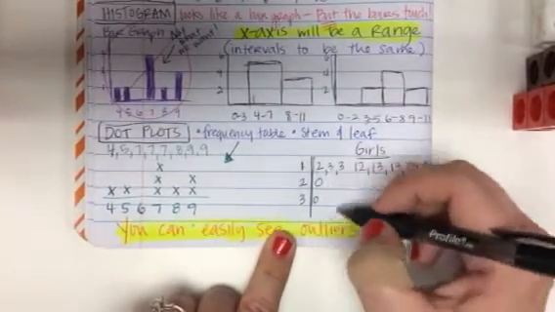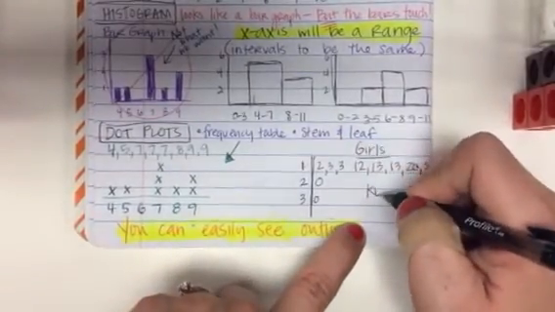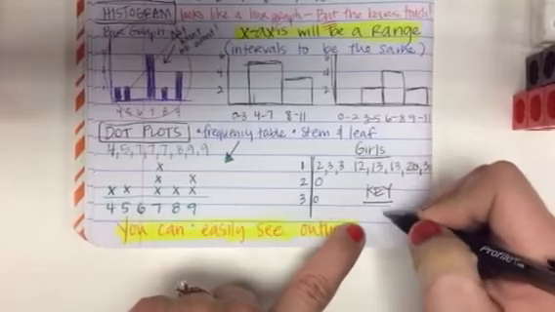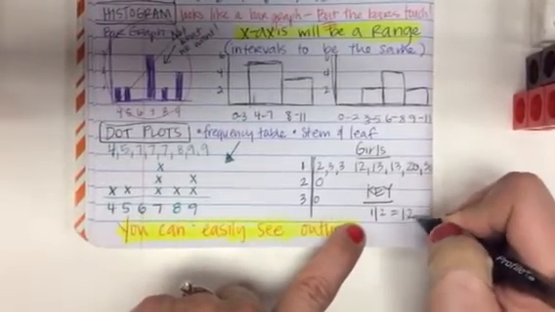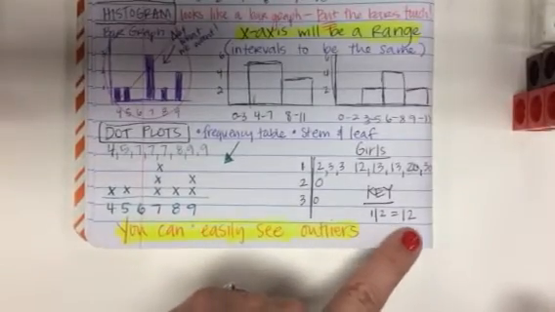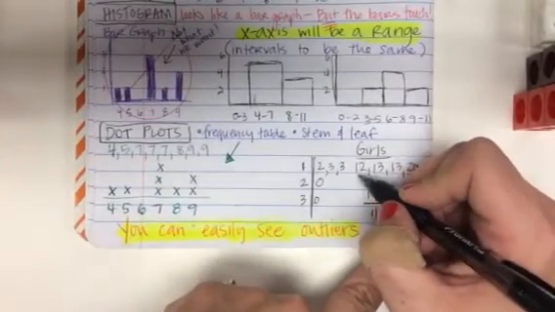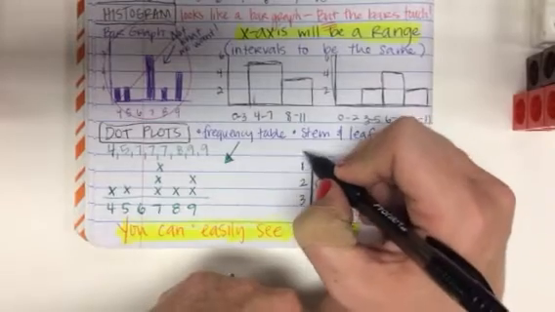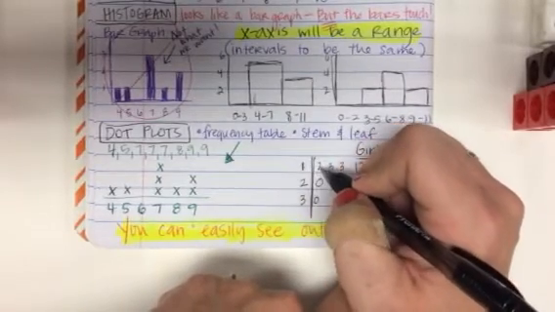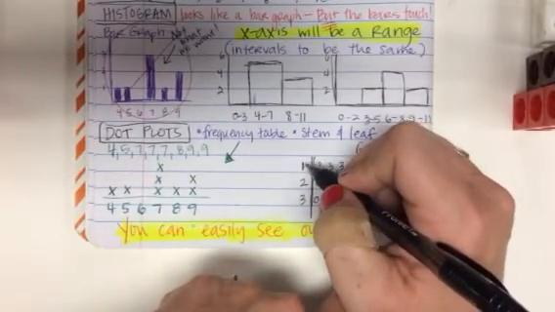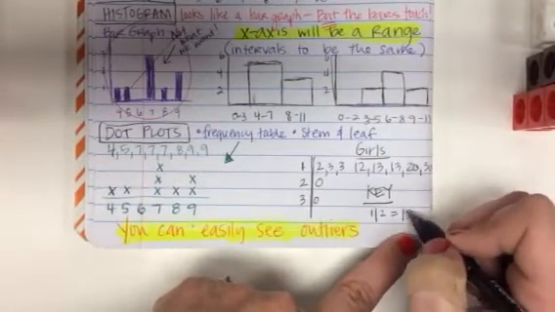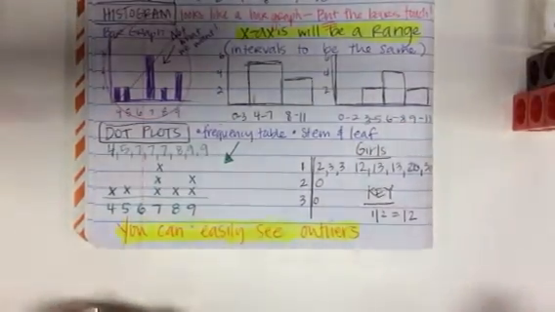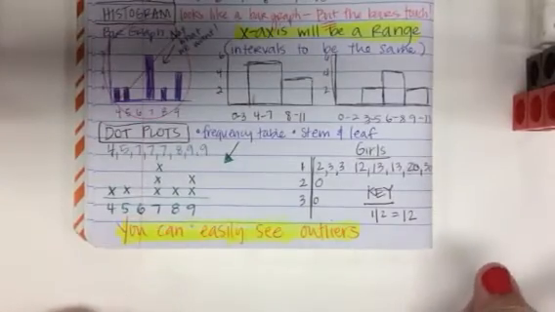The important part of a stem and leaf is that you should always make a key. You should identify that this means 12. Because sometimes, if it was 1.2, you could put the 1 here and the 2 here, and it would mean 1.2. Instead, this one, it means 12. Have you seen stem and leaves before? Yeah.